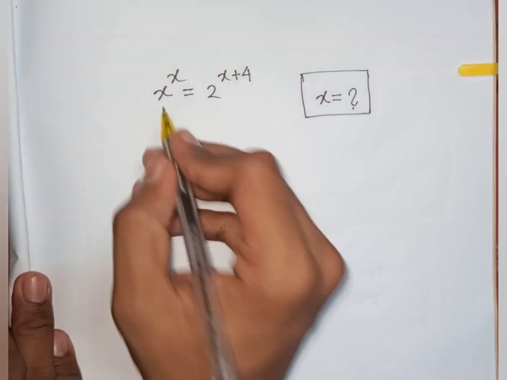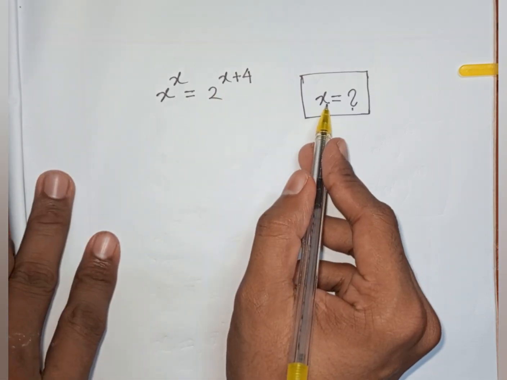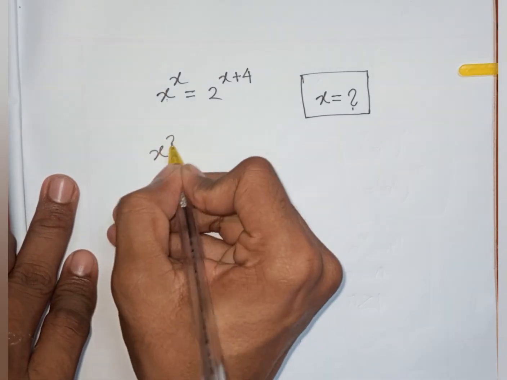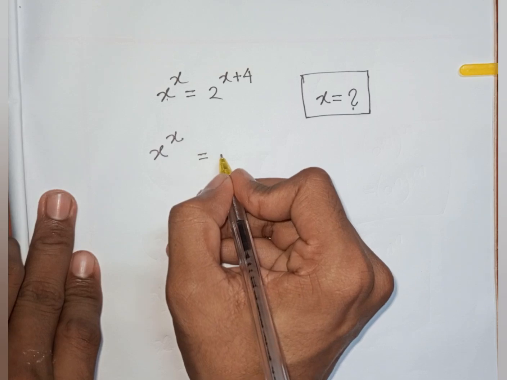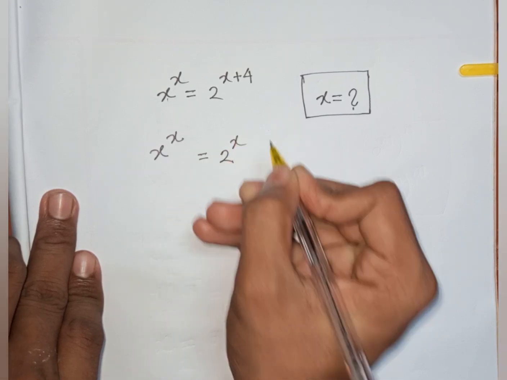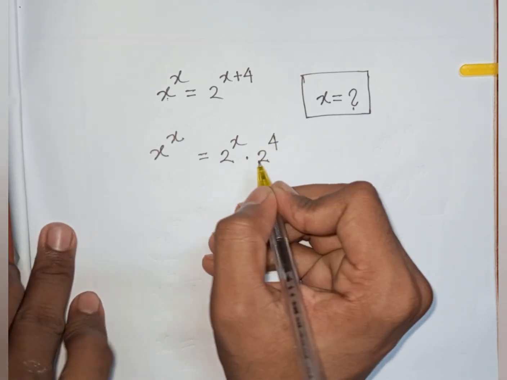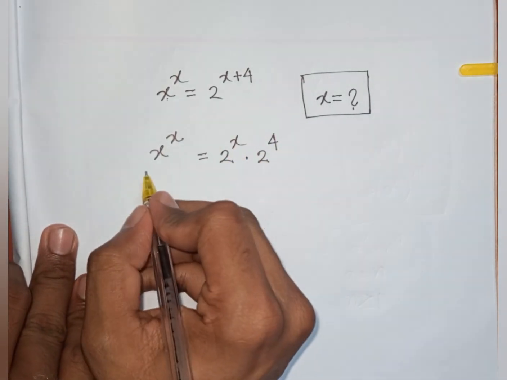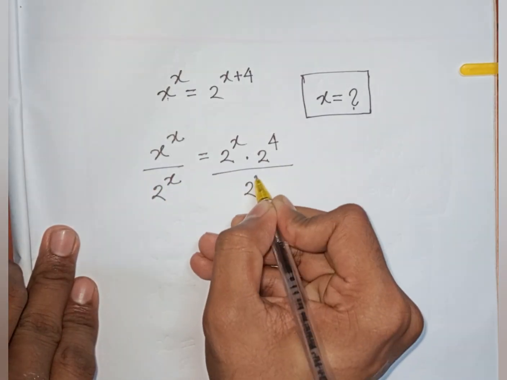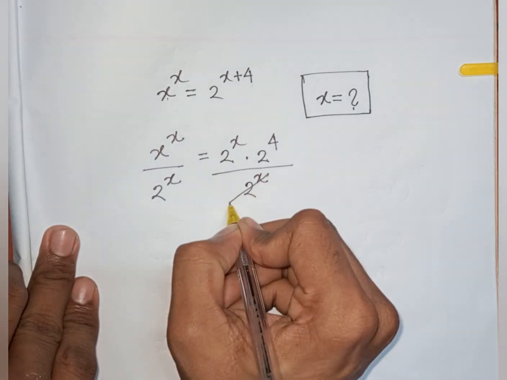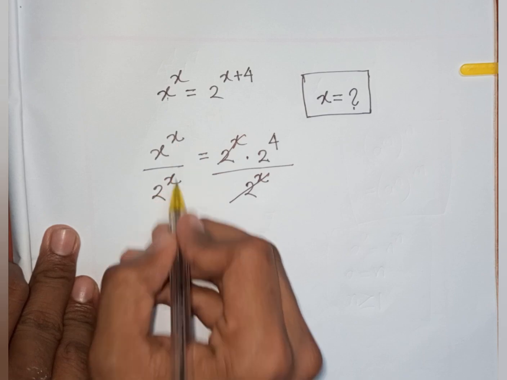How to solve x power x is equal to 2 power of x plus 4. Find the value of x. So x power x is equal to 2 power of x plus 4 can be written as 2 power x times 2 power 4. Now we divide by 2 power x on both sides. Now this will be cancelled. Now x, same power but different base.